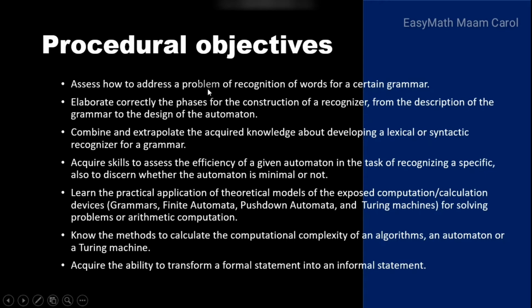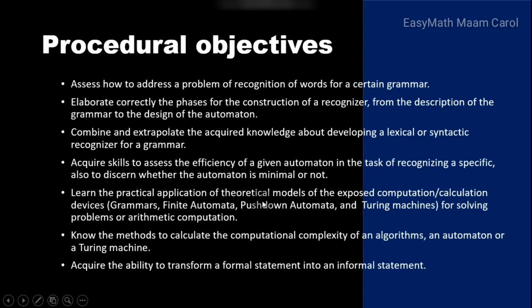Assess how to address a problem of recognition of words for a certain grammar. Elaborate correctly the phases for the construction of a recognizer from the description of the grammar to the design of the automaton. Combine and extrapolate the acquired knowledge about developing a lexical or syntactic recognizer for a grammar. Acquire skills to assess the efficiency of a given automaton in the task of recognizing a specific language. Also to discern whether the automaton is minimal or not.